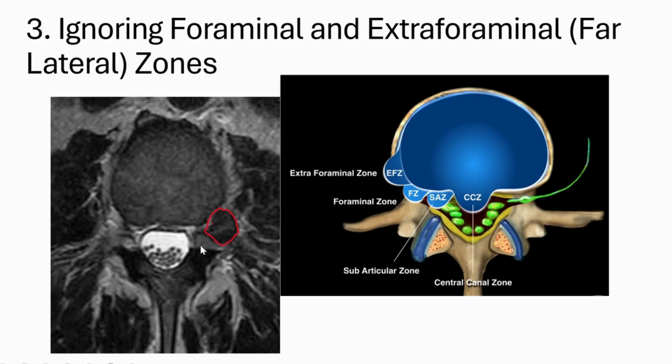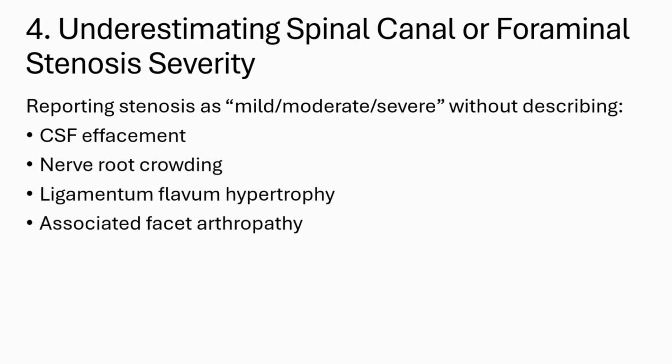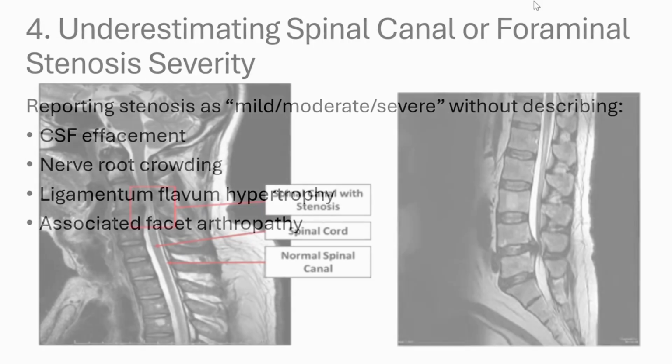As we can see, there is no neural foraminal or lateral recess or spinal canal stenosis. So sometimes these are overlooked and the finding is missed. Now another one is underestimating spinal canal or foraminal stenosis severity. So reporting stenosis as mild, moderate, severe without describing the CSF effacement, nerve root crowding, ligamentum flavum hypertrophy, associated facet arthropathy. So this should be mentioned in the report to avoid this type of error.